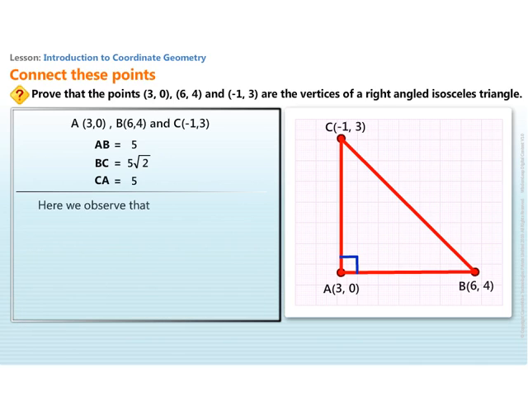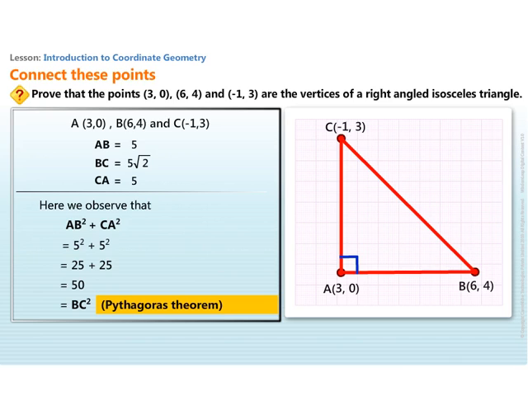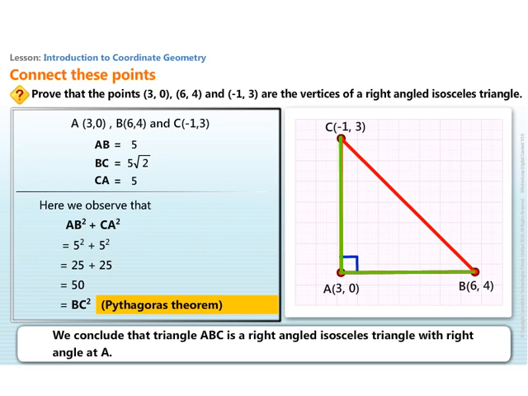What do you observe? Here, we observe that AB square plus CA square is equal to 5 square plus 5 square, that is equal to 25 plus 25, which is 50, that is equal to BC square. Also, the length of side AB is equal to CA, that is, two sides of the triangle are equal. From this, we conclude that triangle ABC is a right-angled isosceles triangle with right angle at A.